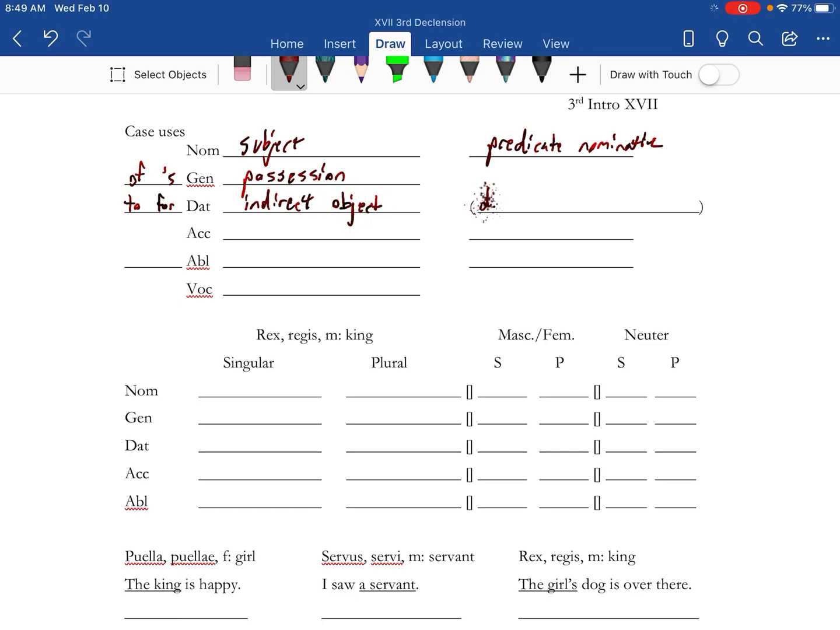And some of the trigger words that you'll see in Latin are do, mondo, monstro, nuntio, naro. Accusative is your direct object.